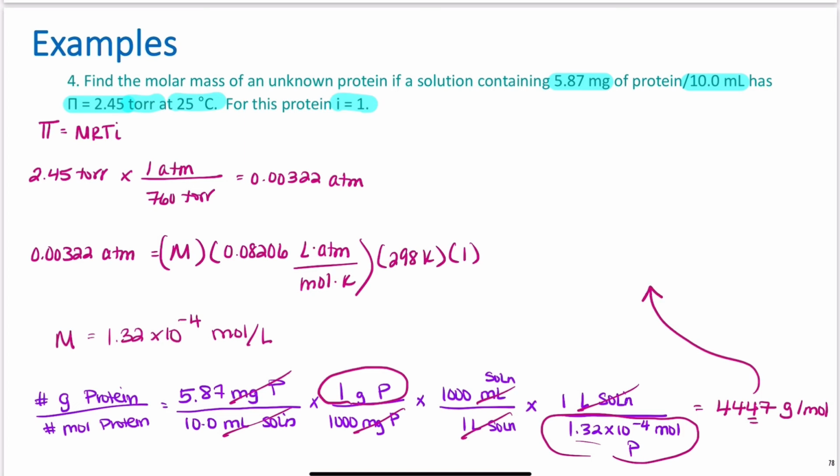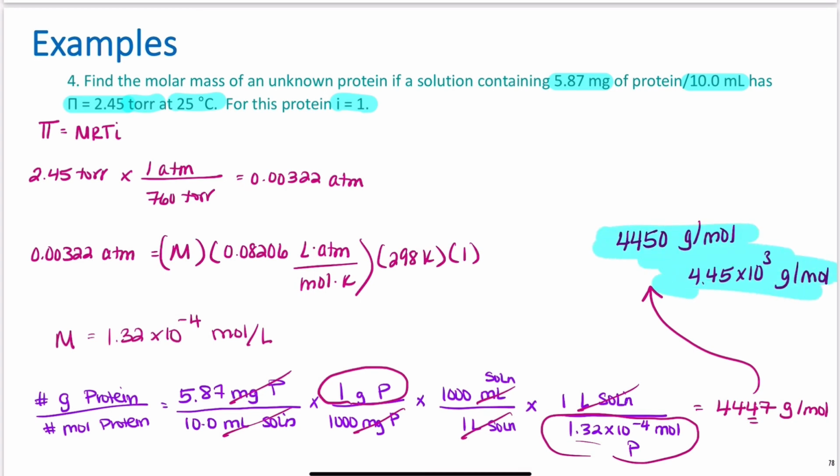So I can either write this as 4.450 grams per mole. I could write 4.45 times 10 to the third grams per mole. Either one is correct. They both have the correct number of sig figs.